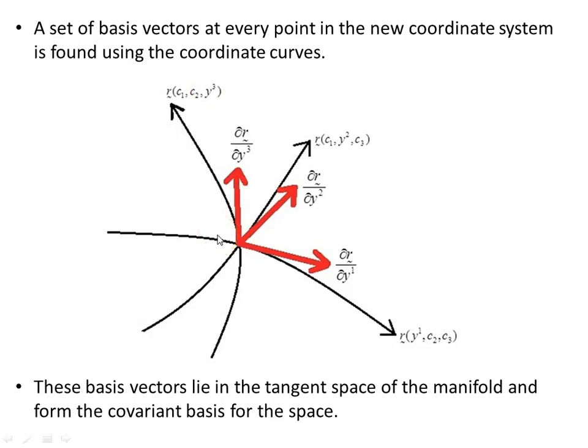Taking the derivative of these coordinate curves, taking the first derivative with respect to y1 gives us this tangent vector here. The derivative of the position vector with respect to y2 gives us this tangent vector here, and likewise the derivative with respect to y3 of the position vector gives us our third tangent vector here. And we can do this at every point in the space, or every point on the manifold, to get this set of mutually orthogonal basis vectors. And we've seen that in a previous video. Now these vectors lie in the tangent space of the manifold, and they form the covariant basis for the space.